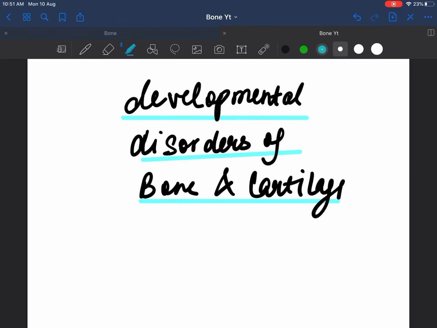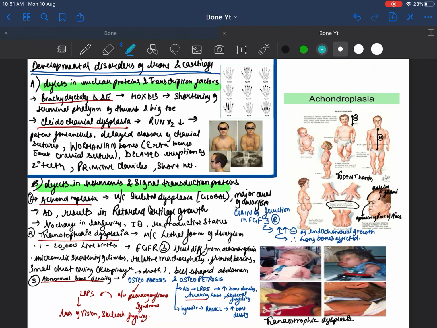Today I'll be starting with the developmental disorders of bone and cartilage. So what do we mean by the developmental disorders? There can be defects in the nuclear proteins and transcription factors of bone forming processes or bone resorption processes. There can be defects in hormone and signal transduction proteins.